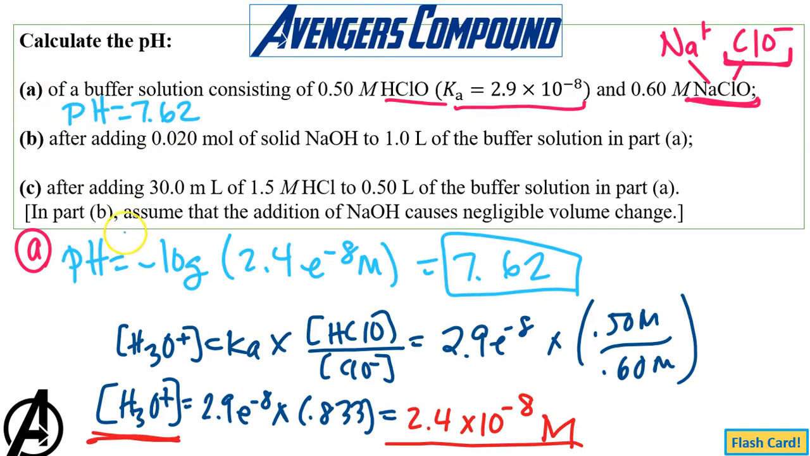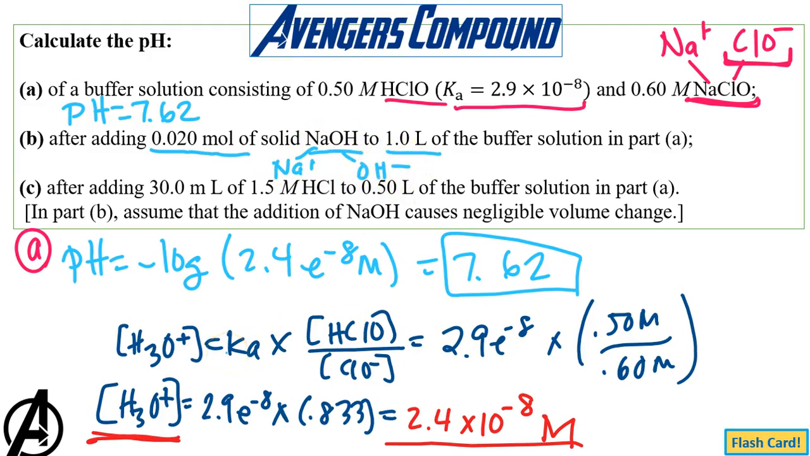Now, for letter B, it says, okay, we have a buffer that's 7.62. Well, what happens when we add 0.020 moles of NaOH to 1 liter of the buffer solution? Well, first things first, we have to recognize what are we adding here. Well, we know that NaOH is going to dissociate completely to Na plus and OH minus. What else do we know?